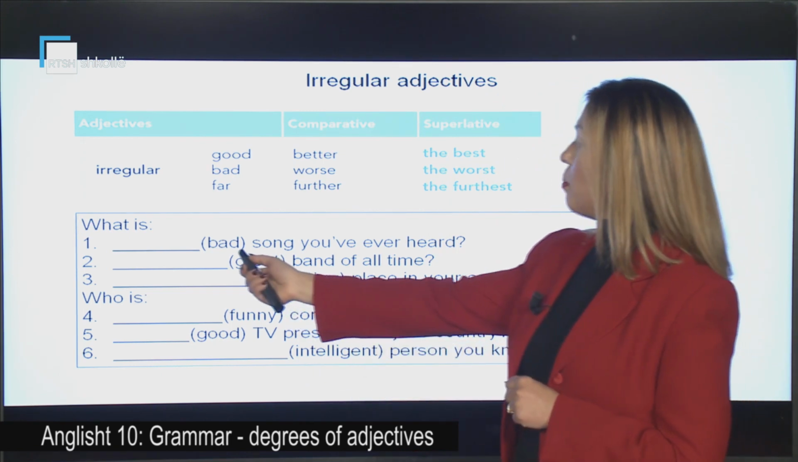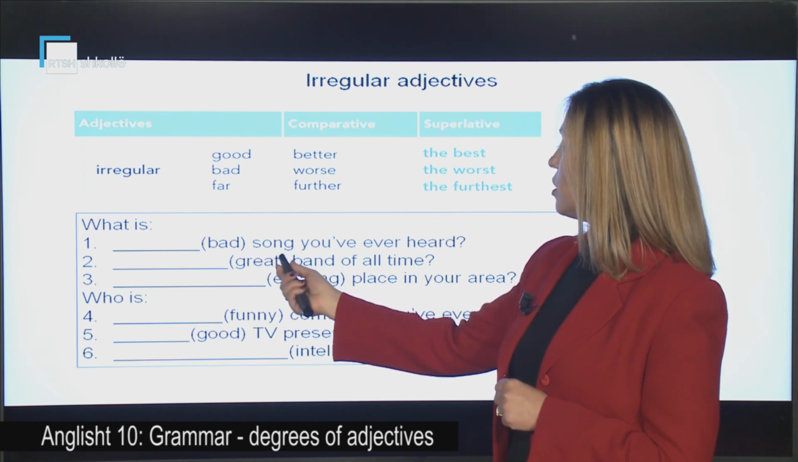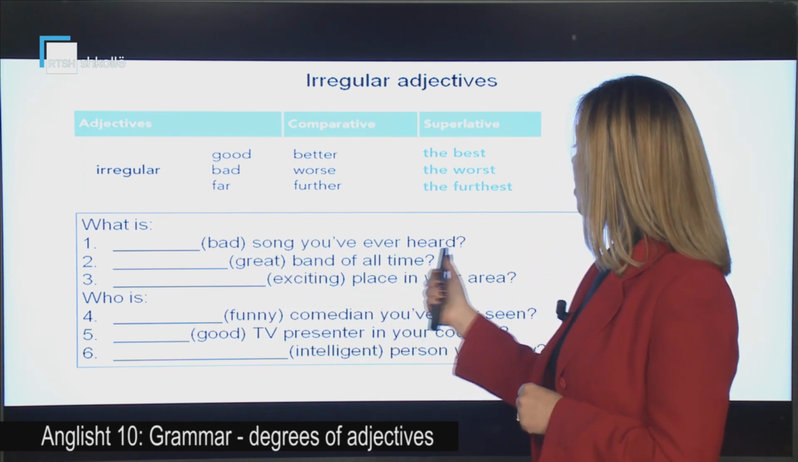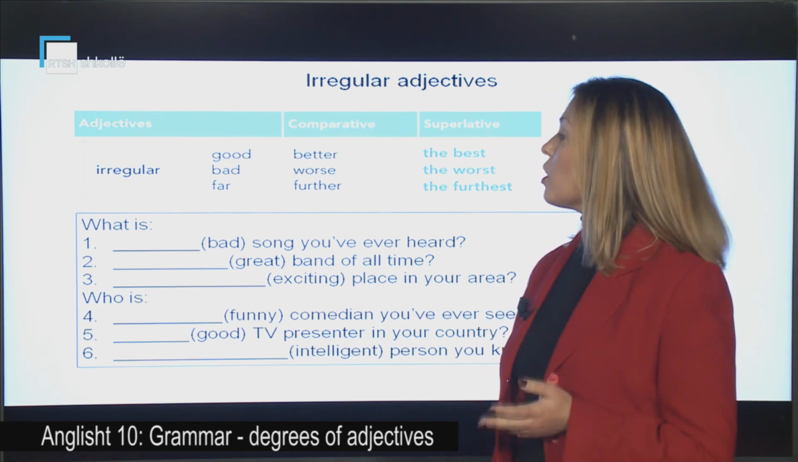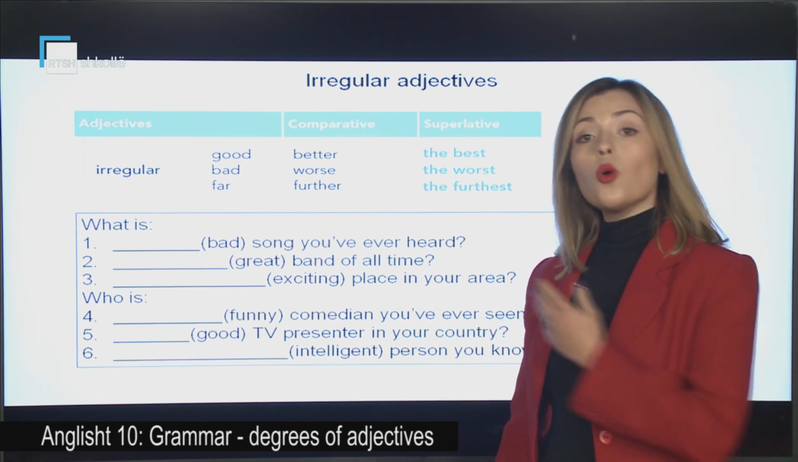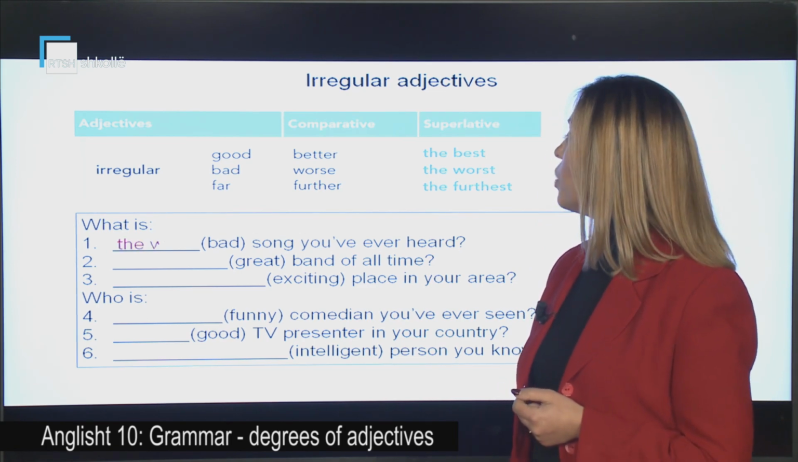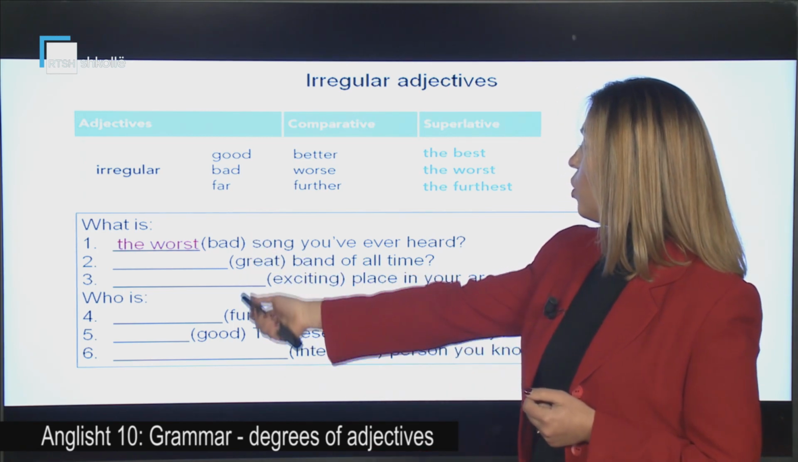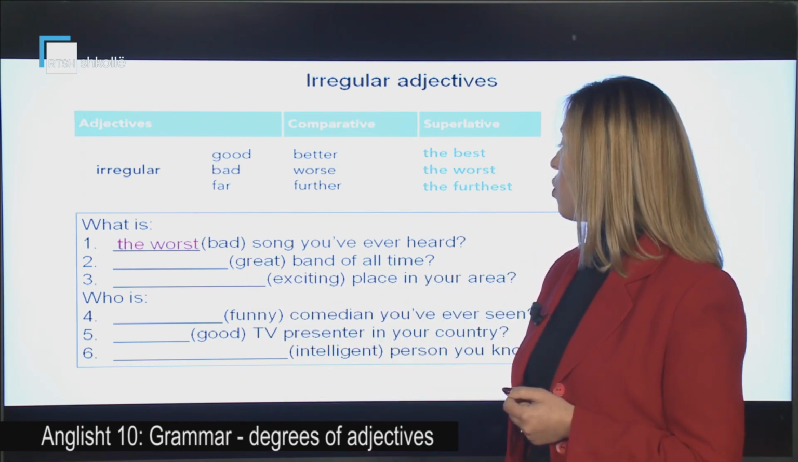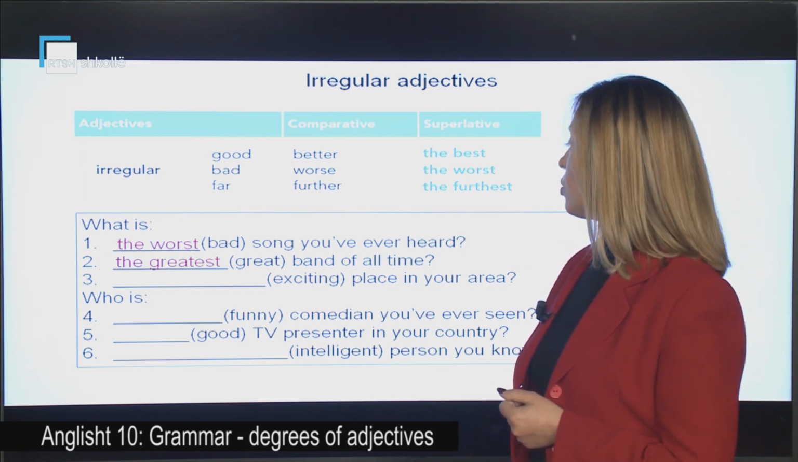So, you've got bad, and it says, what is the worst song you have ever heard? We have, of course, a superlative form. We compare one song with many songs. So, what is the worst, of course, song you've ever heard? What is, again, superlative form, the greatest band of all time?